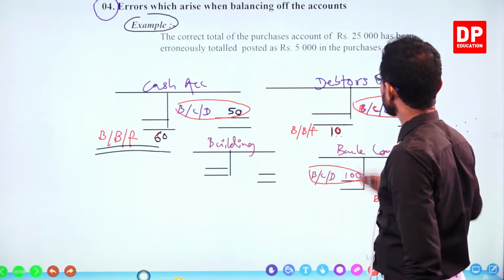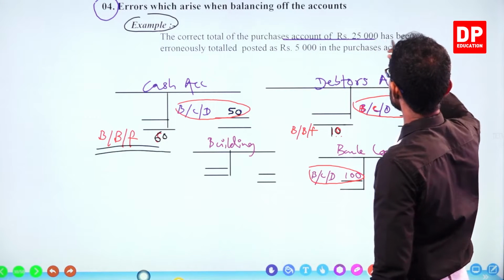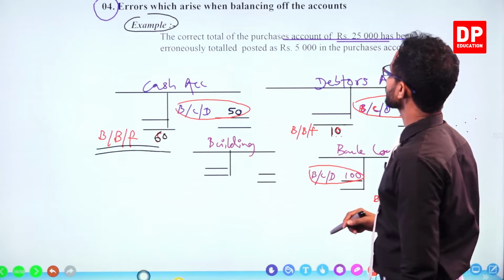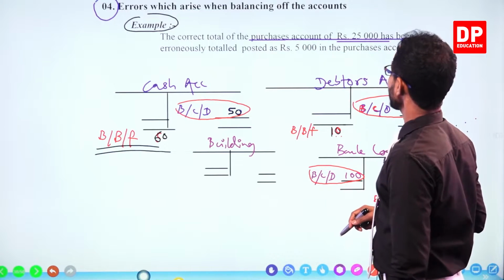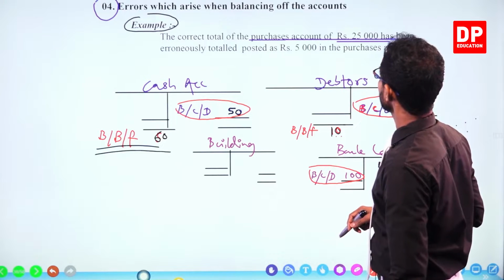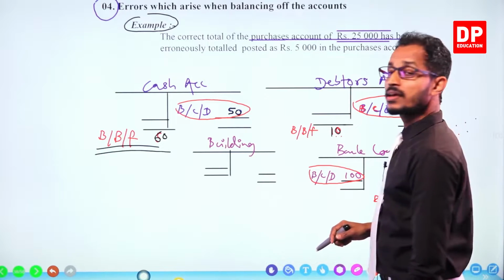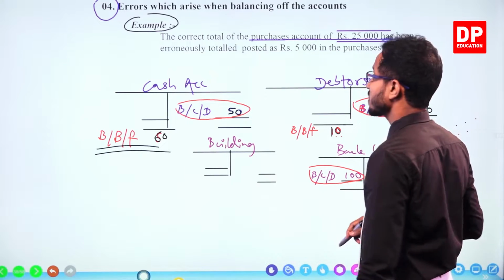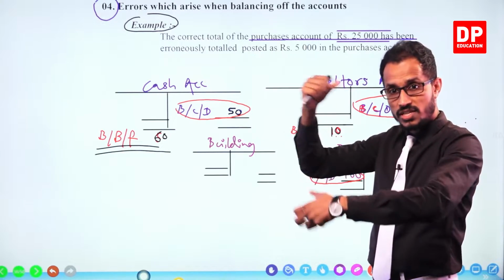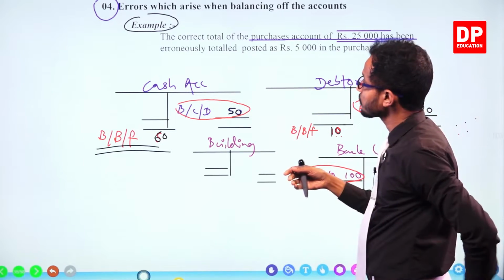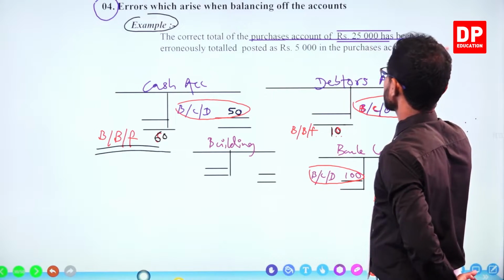Children, this is actually the correct balance: 25,000 in the purchases account. But it has been erroneously, by mistake, totaled and posted as 5,000 in the purchase account.